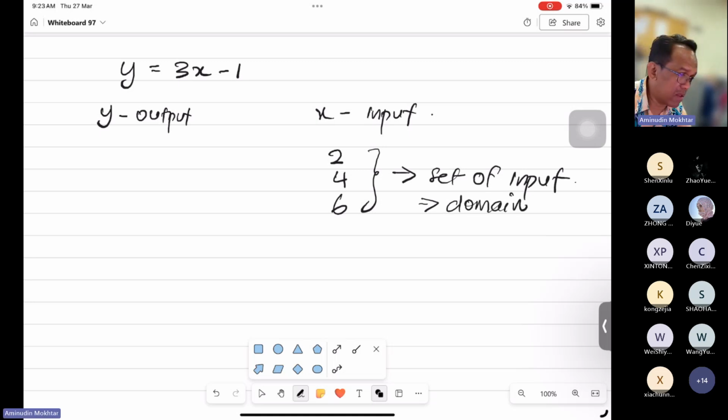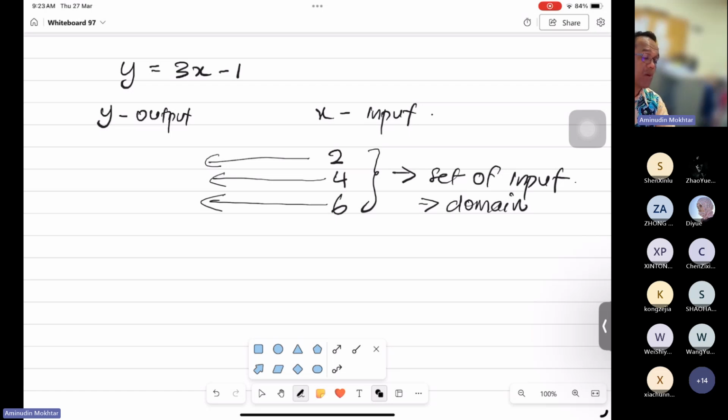It's also known as a domain. In other words, at the other side, the set, the value of y. What is y? When x equal to 2, what happened to y? When x equal to 4, what happened to y? When x equal to 6, what happened to y? What is the value of y when x equal to 2, x equal to 4, and x equal to 6? So what is the relation between y and x? y equal to 3x minus 1.